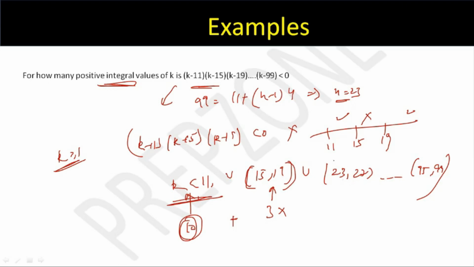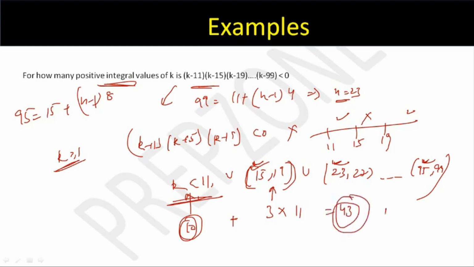I'll apply the AP formula again, right? The last bucket is 95, the first bucket is 15. So 95 is equal to 15 plus (n minus 1) into d. What is the common difference? The first bucket starts at 15, and the next bucket starts from 23. So the difference between 15 and 23 is 8. So this is 80. (n minus 1) into 8 is 80. n minus 1 is 10. n is 11. In total, I have 11 buckets. So 33 plus 10 is 43, the total number of values of k.